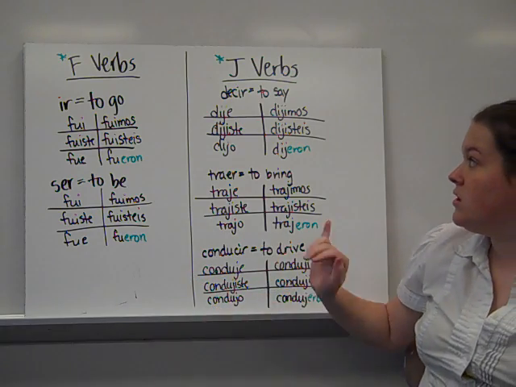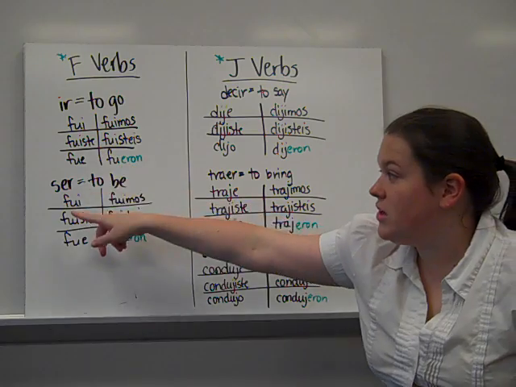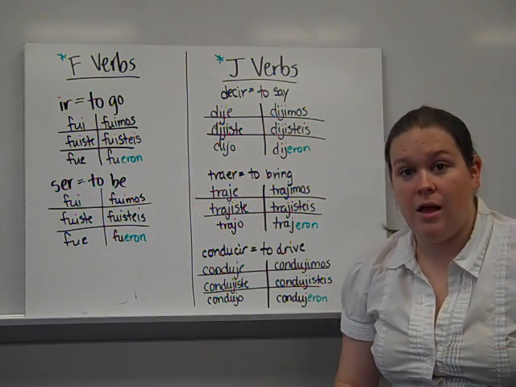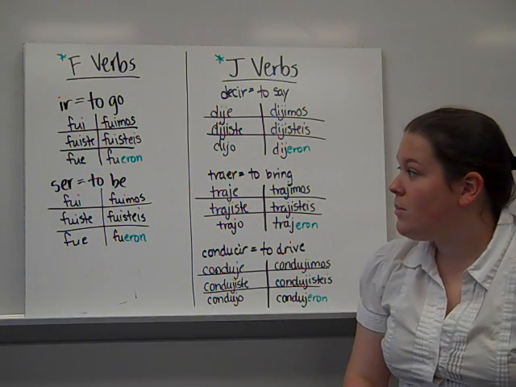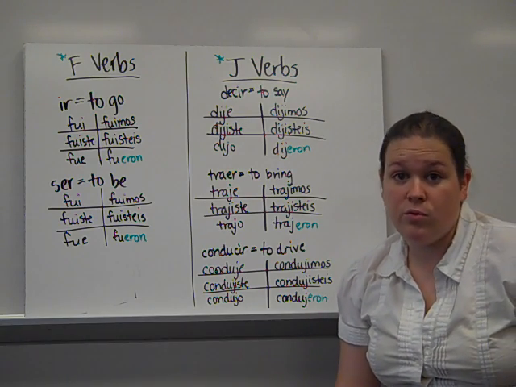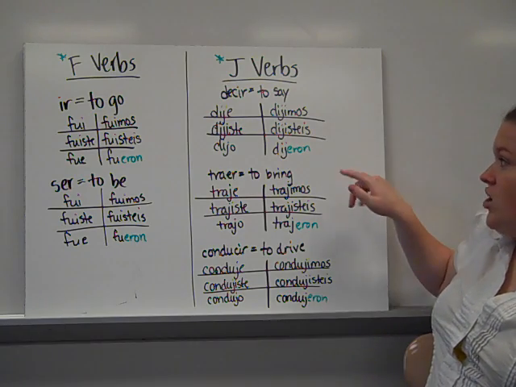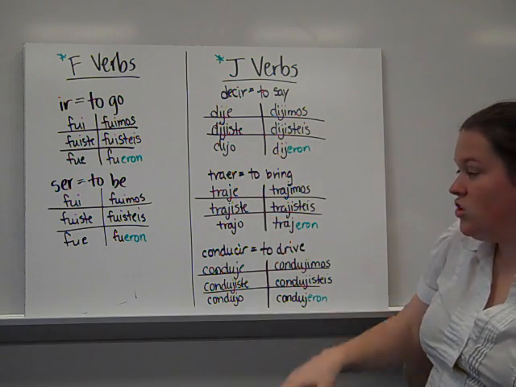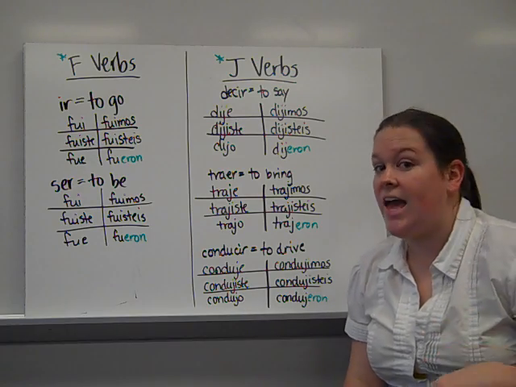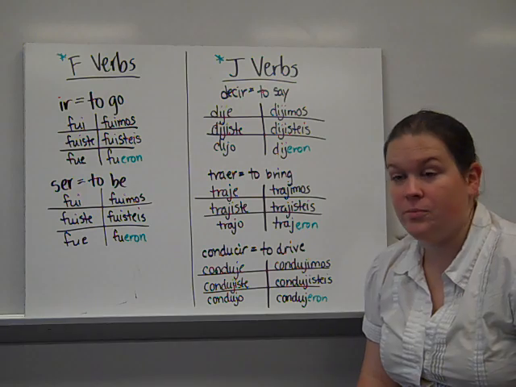These are the F verbs and the J verbs. So named because obviously ir and ser don't start with F, but now they do. Also convenient about ir and ser is that they are both the same form. Fui, fuiste, fue. Fuimos, fuisteis, fueron. Now for J verbs, a letter either changes to J or the J gets added in. So for all these 3 verbs, that is the case.